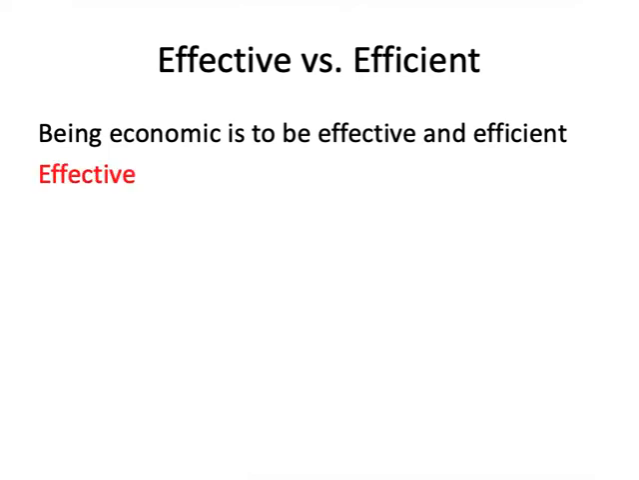So to be effective is to accomplish something, right? To get the job done, right? To achieve the results that we want, right? But that can't be where our way of thinking ends, right? If we want to achieve the desired results, great, right?